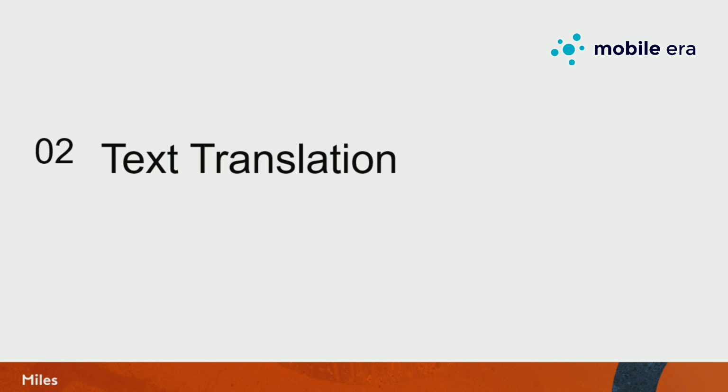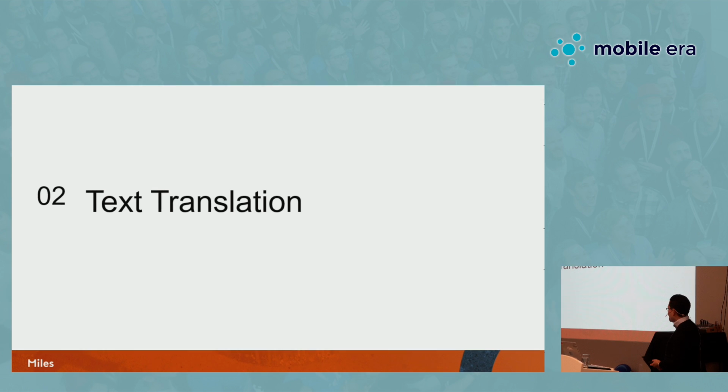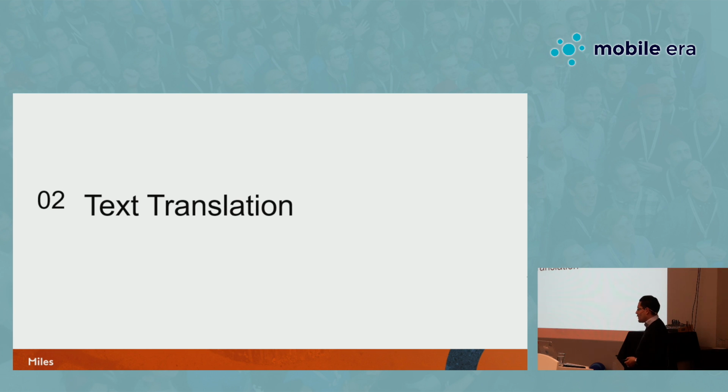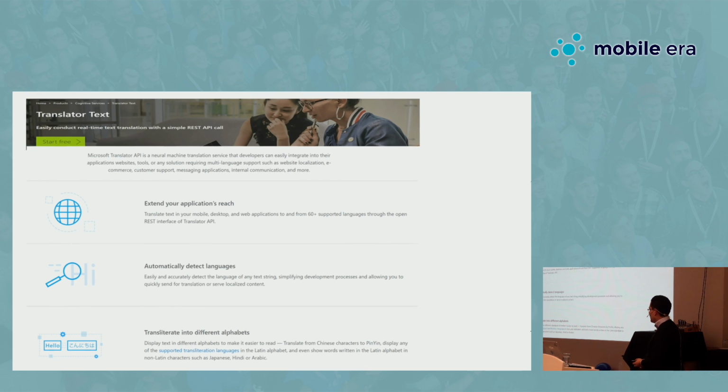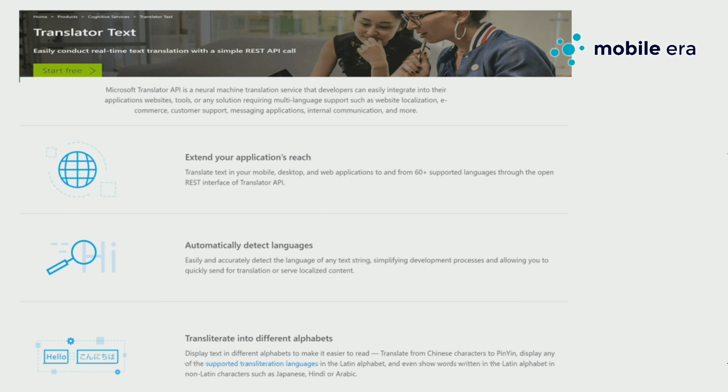The second thing that we would like to do is to be able to translate text. So how can we do that? It turns out that Microsoft has a text translator service as part of its cognitive services offering. One of the things that this text translator service can do is automatically detect the language so that we can translate from one language to another. That seems to be a good candidate for us.